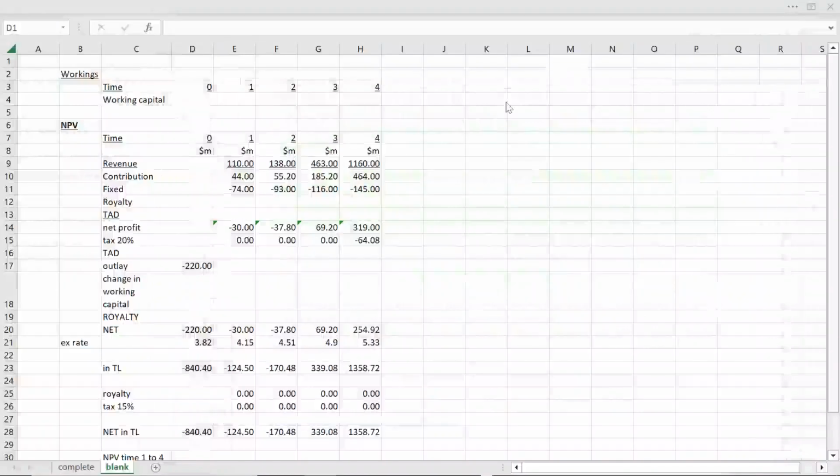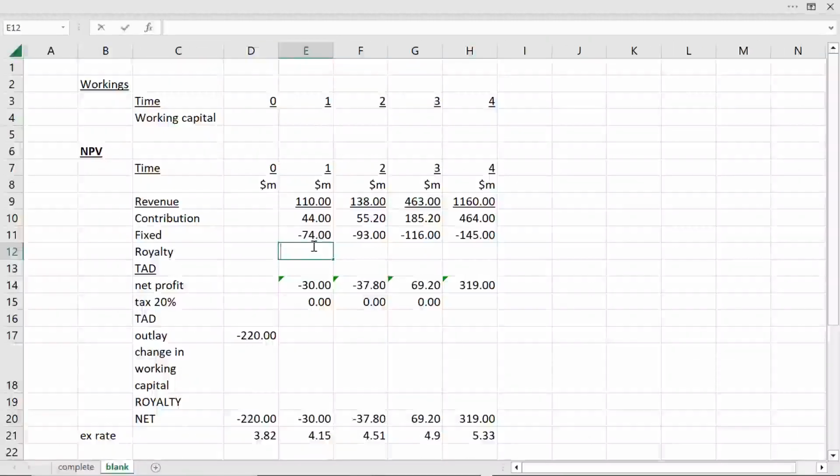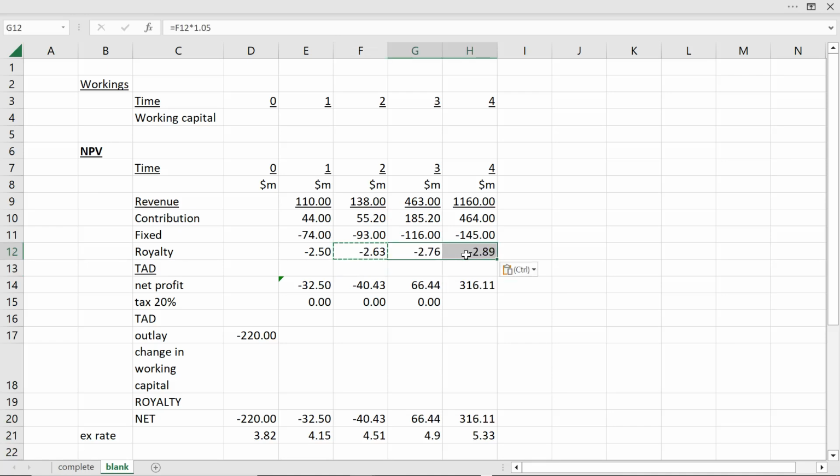So let's look at a reasonable approach here. I'm going to take the information that's given, and I'm just going to add in the extra information for the royalty. So I'm told in the question that the royalty is 2.5 million and that it goes up by 5%. So once I've done that once, I can just copy it over. Then I've got tax allowable depreciation. I'm told tax allowable depreciation is straight line, and it's 25% of the outlay. That's the same in each year.